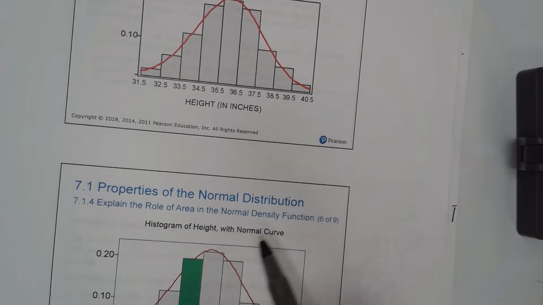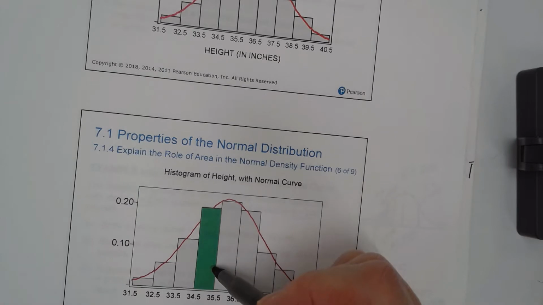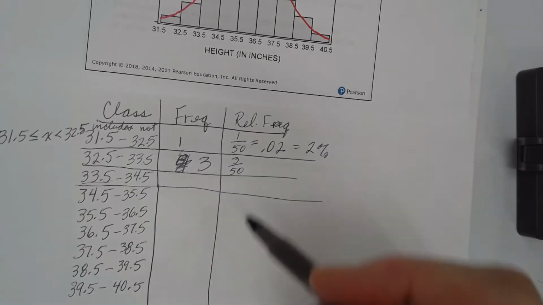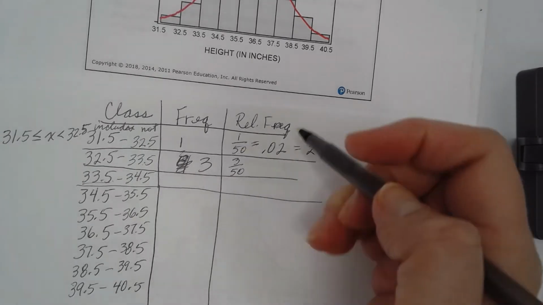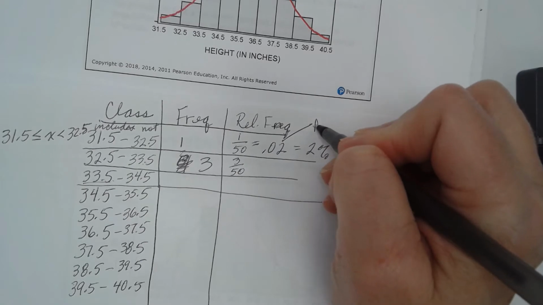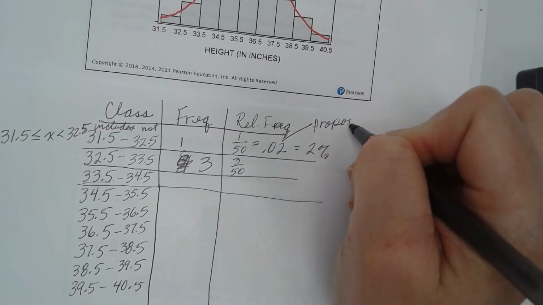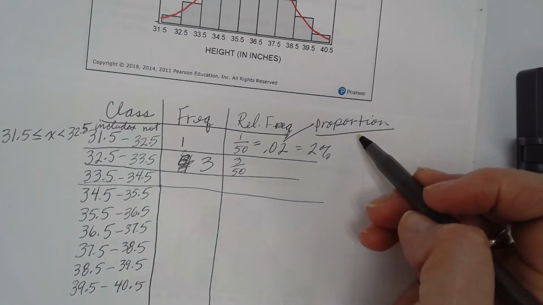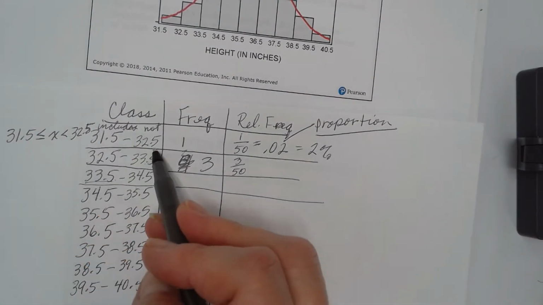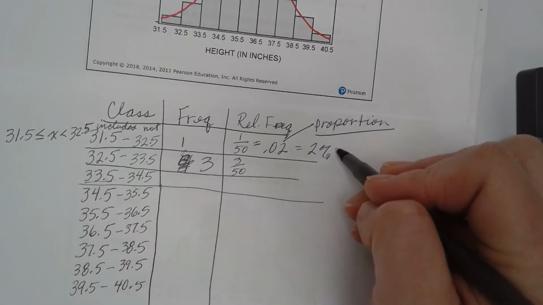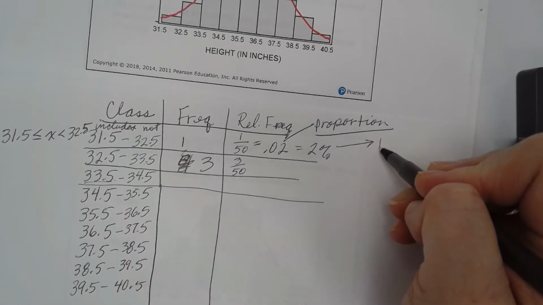All right, so when we think about the height of these, I found the relative frequency, which is called the proportion. So the height of that bar is the proportion of values that are in between 31.5 and 32.5. Okay? It's also the percentage.